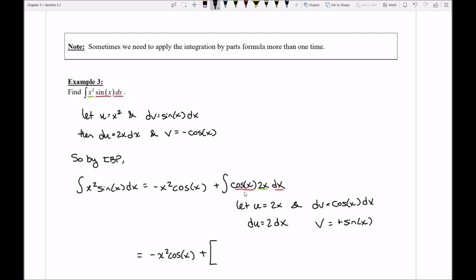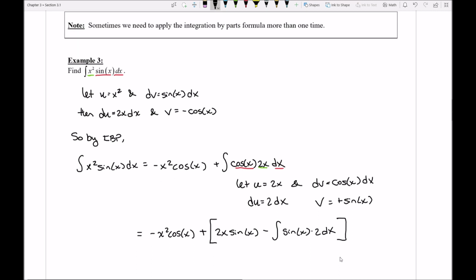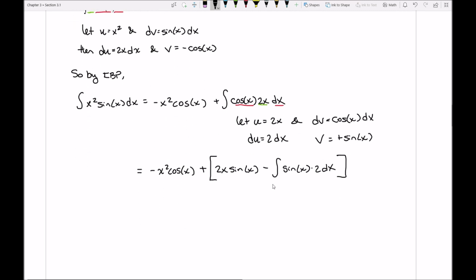So I always like to put my new stuff here in a big set of brackets. So I'm going to have here again a u times a v, so that's going to be 2x sine of x. And then it's supposed to be minus, and gosh, I hope this integral's easier, v du. So that's going to be sine of x times 2 dx. Close that off.